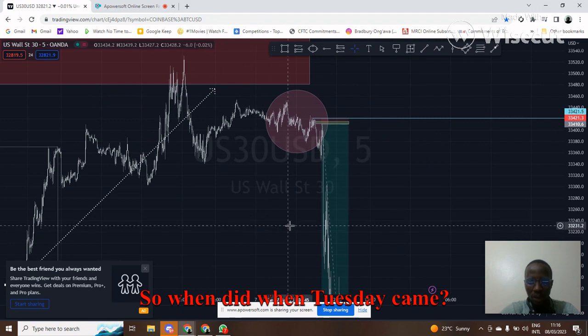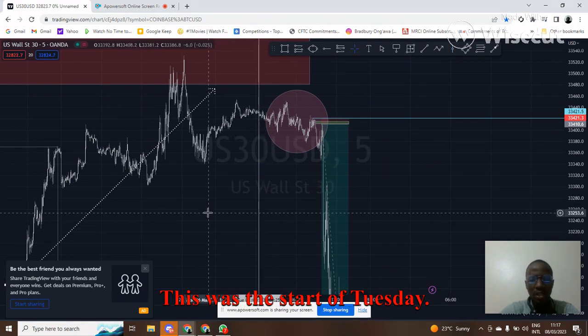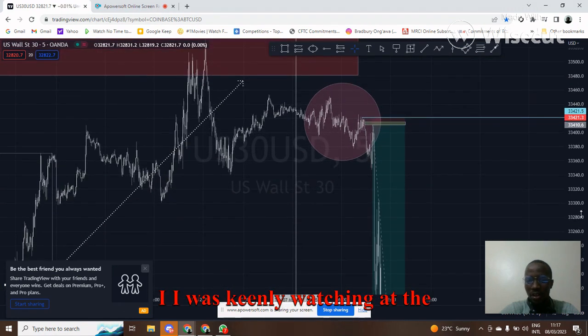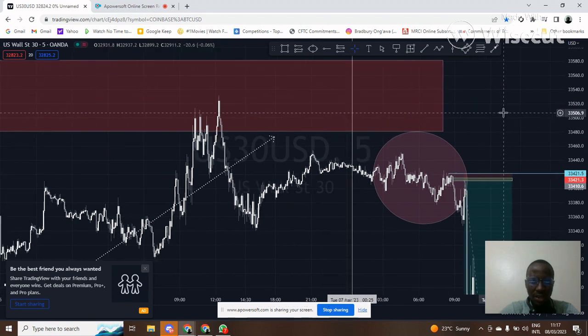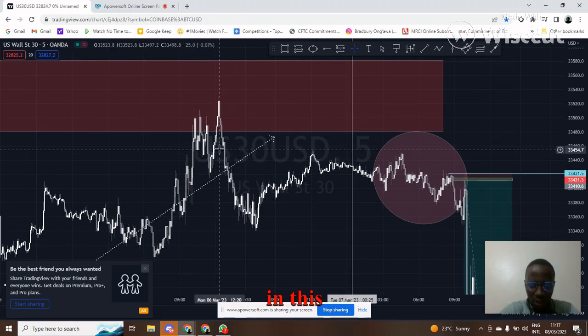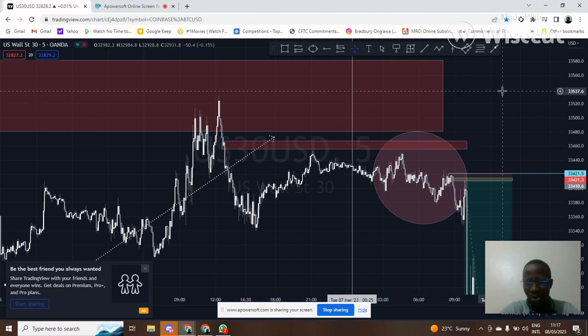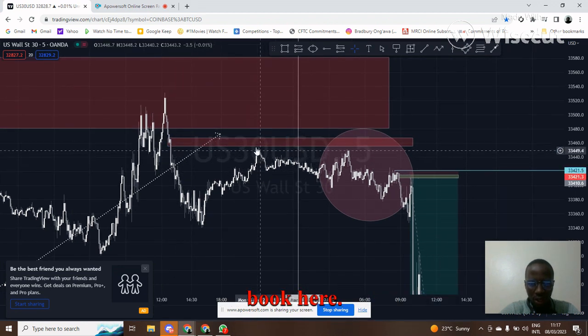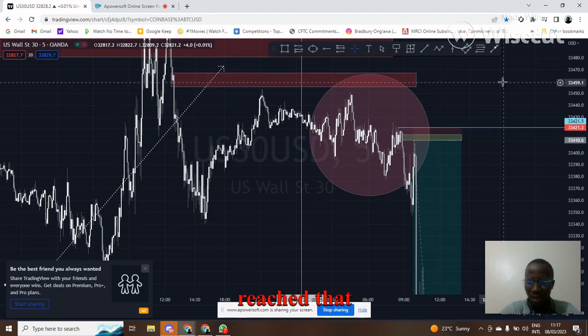So when Tuesday came, Tuesday started somewhere. This was the start of Tuesday. I was keenly watching the price action and to mark my point of interest. At some point, I was interested in this order block here, and again, that was to align with the time of day. I was interested in this order block here. Market came there, but never reached that OB.